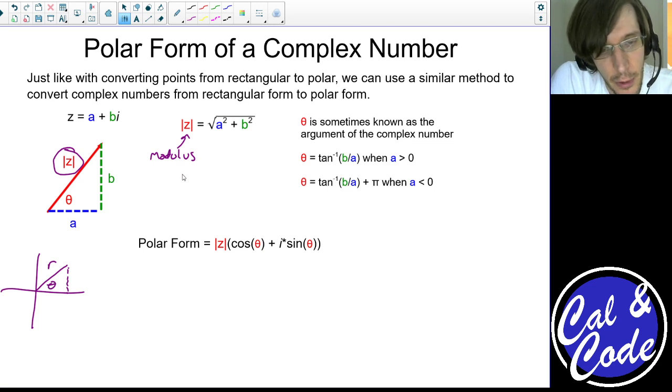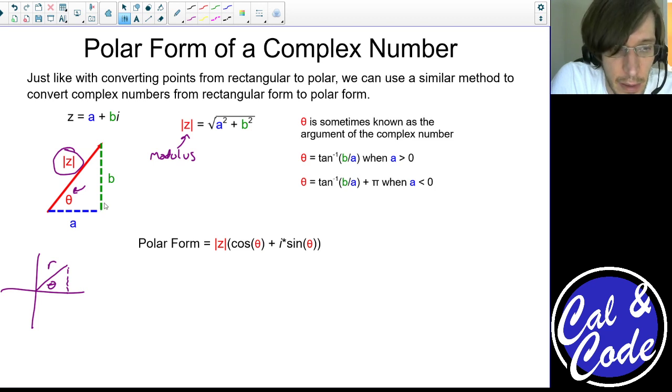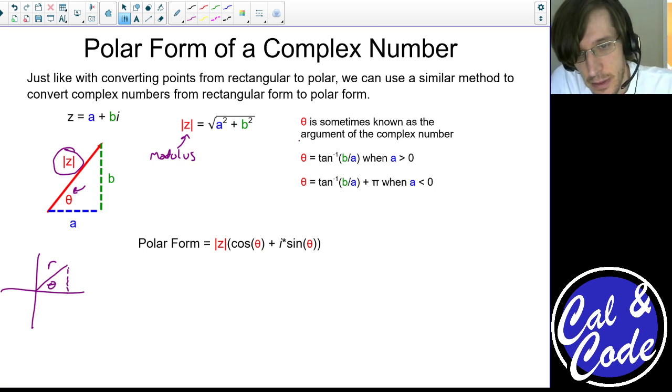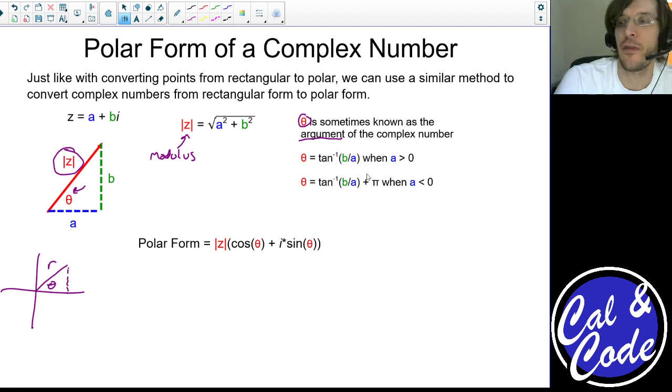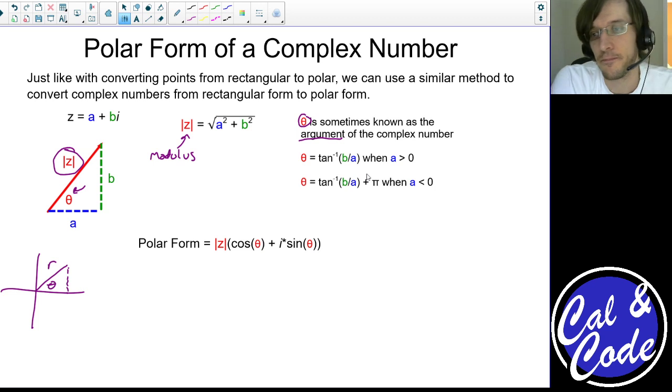The other part of it is going to be right here, this angle. We're going to find the angle the same way we found angles when we were going from rectangular to polar coordinates. Sometimes this is known as the argument of the complex number. So if you ever see that phrasing, just know that the argument is the angle, and the modulus is the distance away from center.